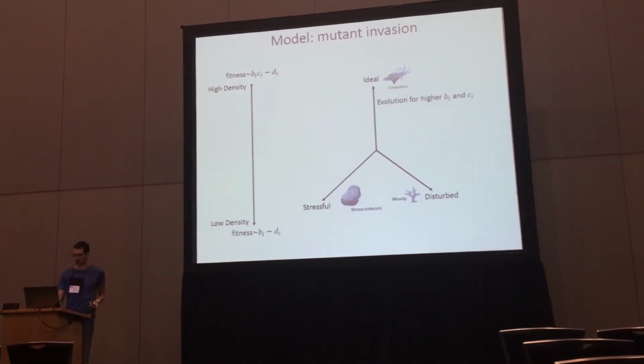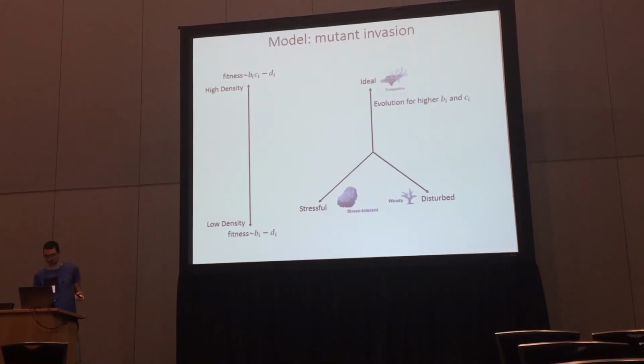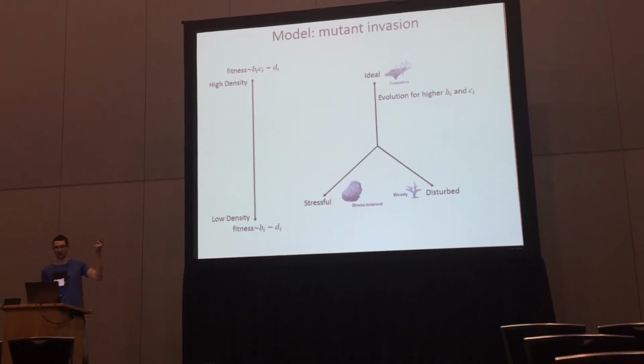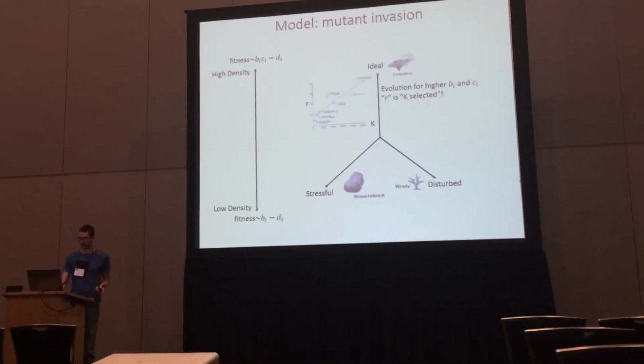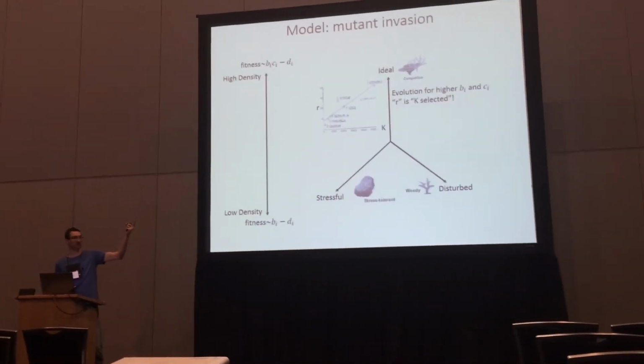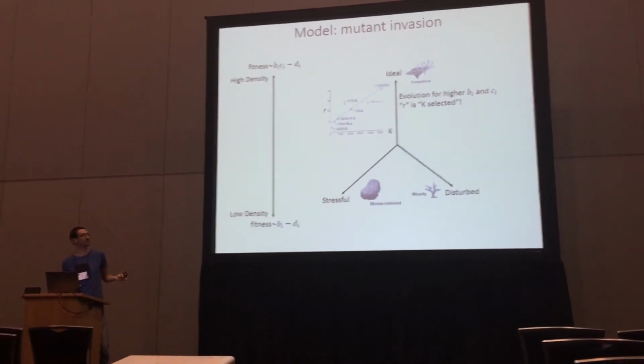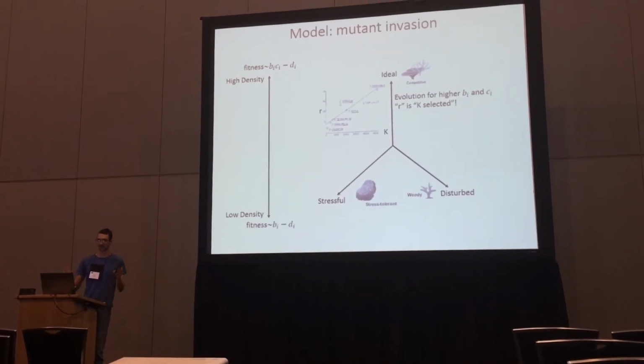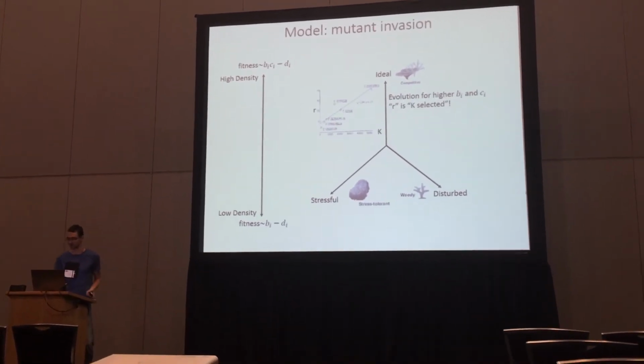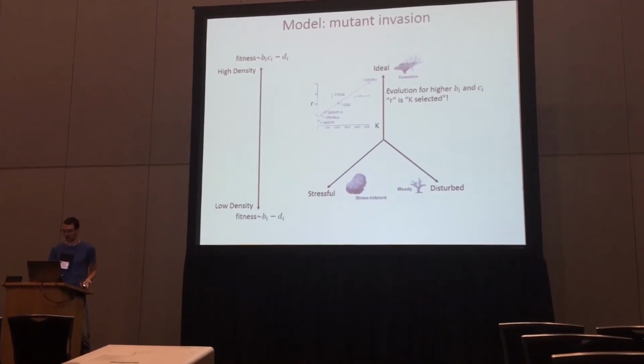And so that means you can be a good competitor either by having higher fecundity or higher competitiveness. And that's exactly consistent with that correlation between r and K that all these experiments have found. So in that sense, r is K-selected, and it makes perfect sense given this very simple model.